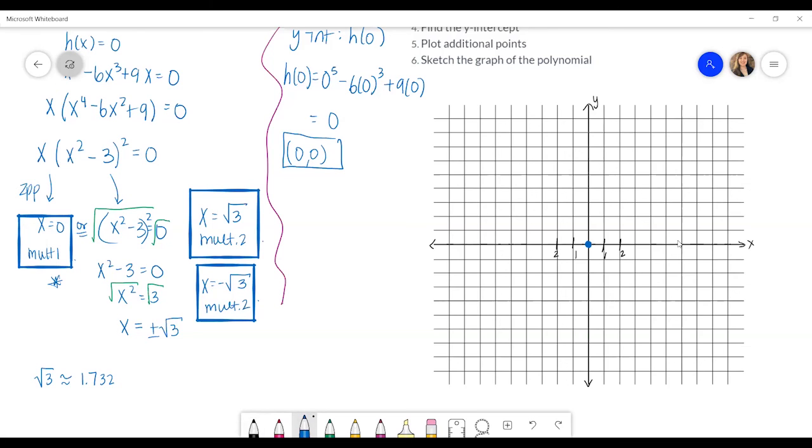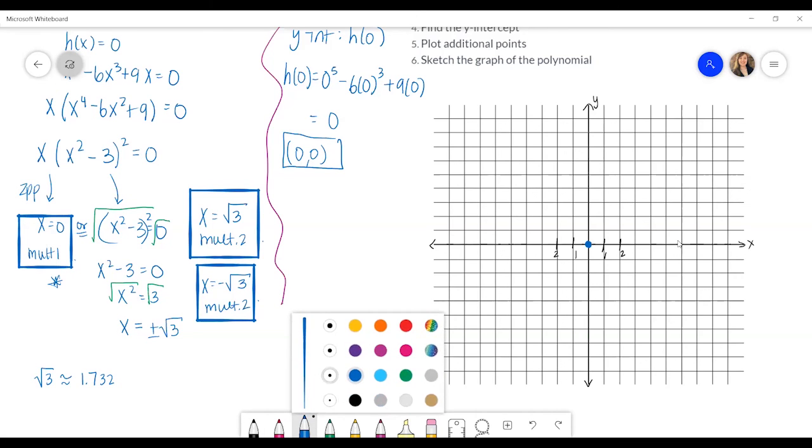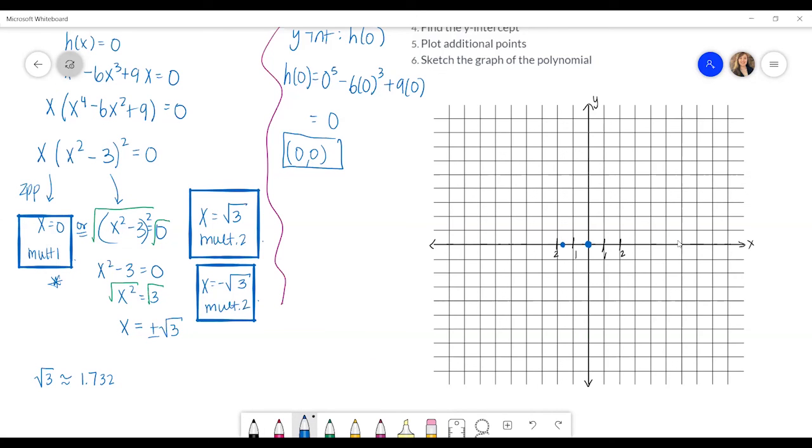So 1.7 is partway through that, a little closer to 2. We're right about here. We've got a plus and minus. So we do need some more points to help us figure this out, right? So let's plug in f of 2 or h of 2.